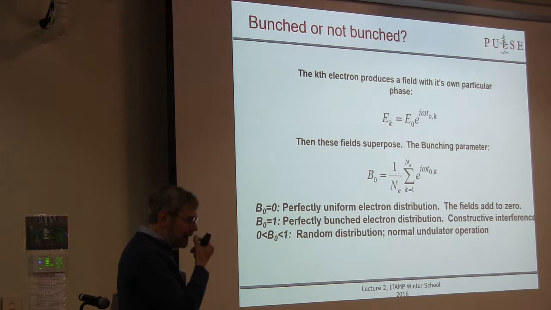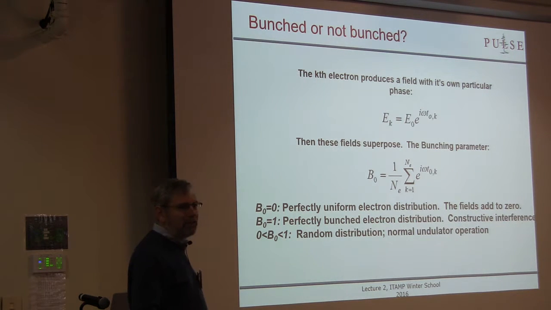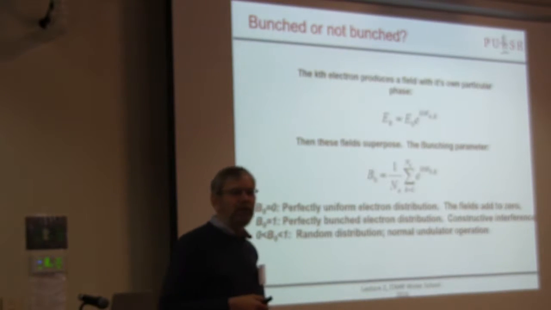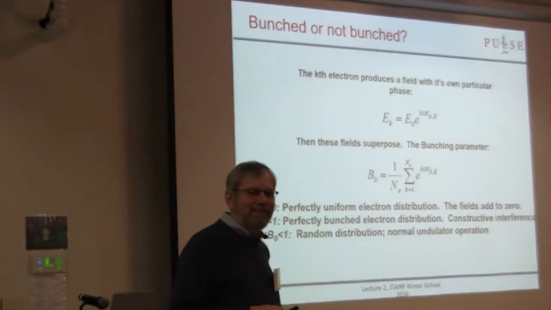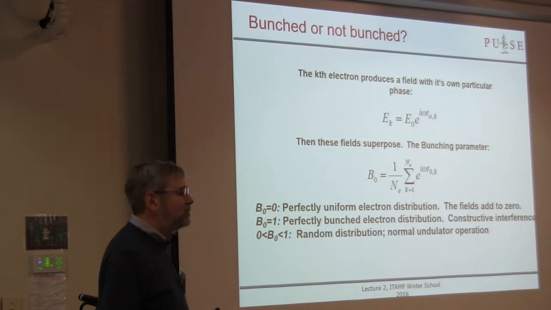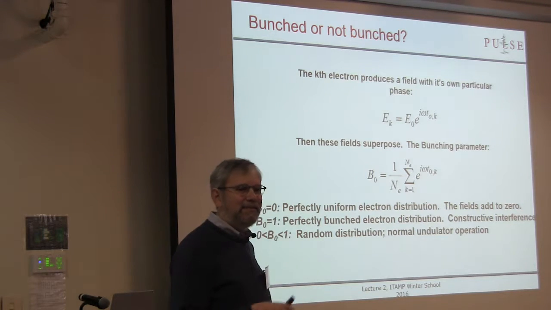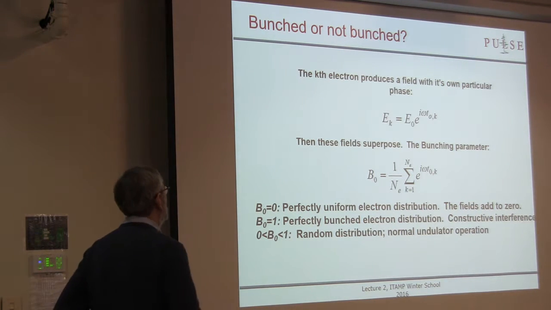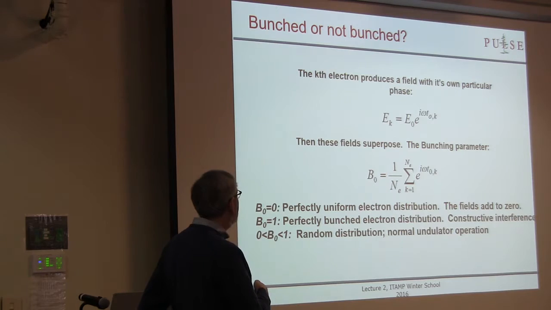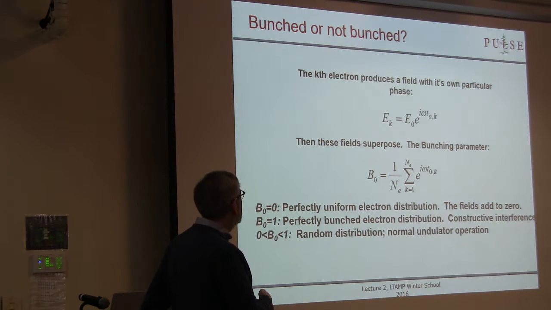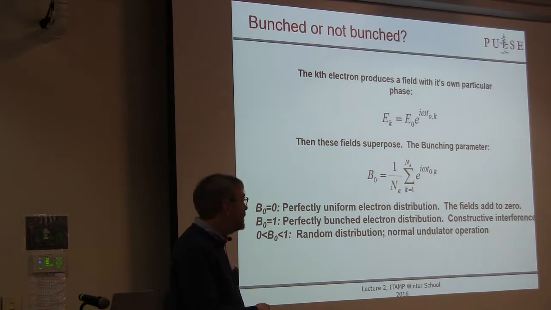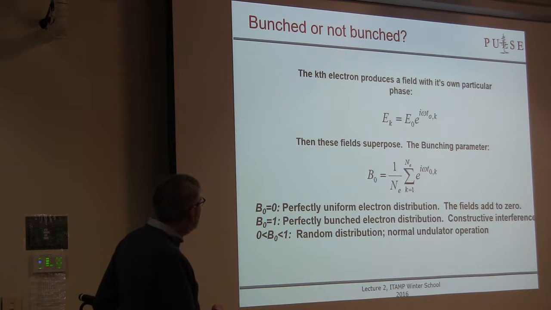Now let's talk a little bit about this bunching process and how it gets started. Which electrons are going to be the lucky ones that happen to be responsible for seeding the microbunching, and which ones aren't? Well, this depends on where the electrons are. The kth electron produces a field with its own particular phase, and then those fields just superpose. So I could add them. There they are, they're just added up. And there's a whole bunch of them, so I'll divide by the number of them and create a dimensionless parameter. This is called the bunching parameter.